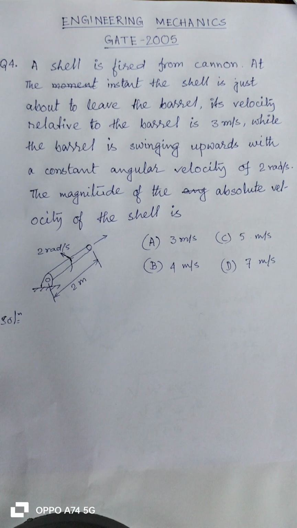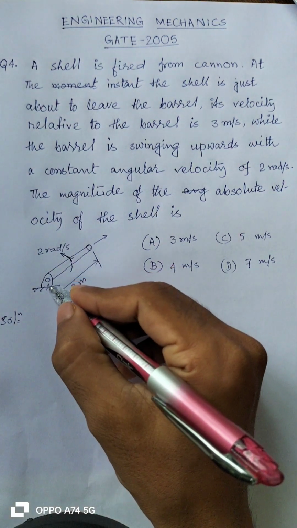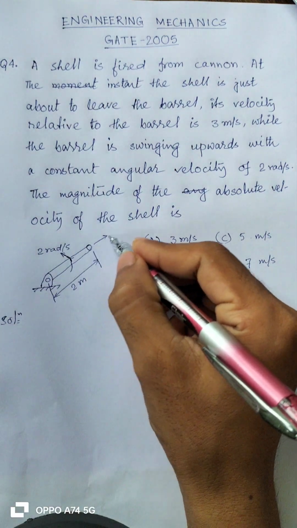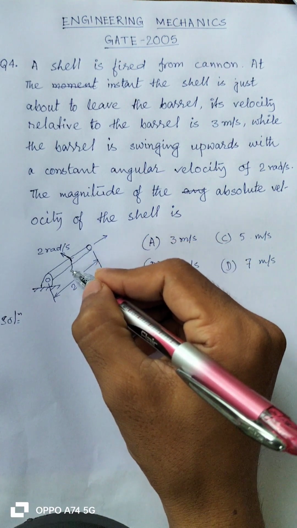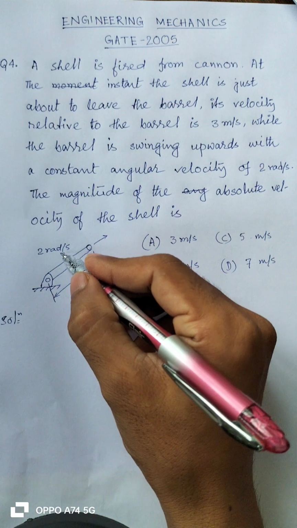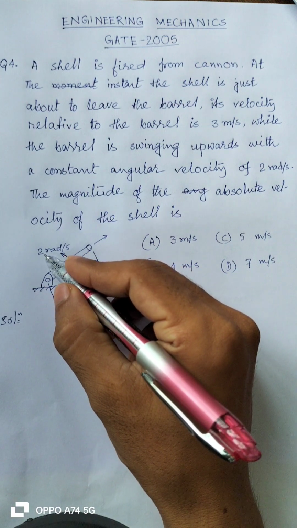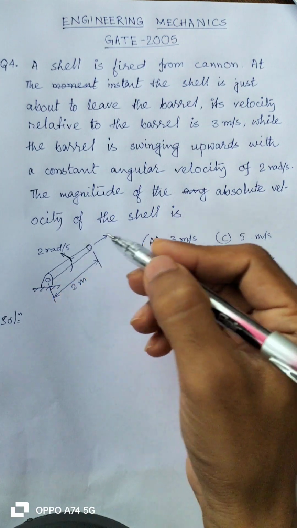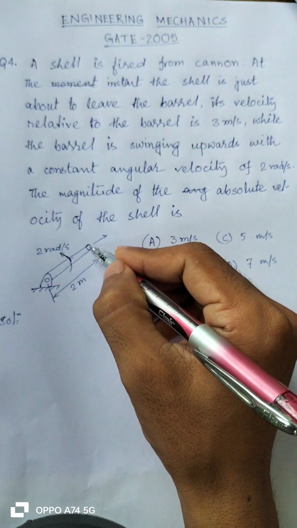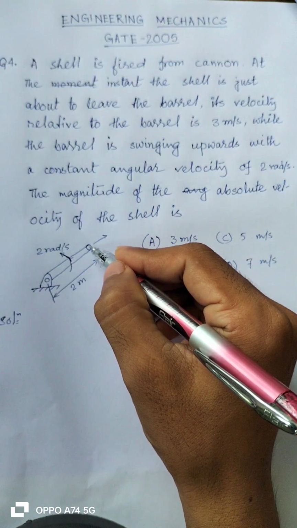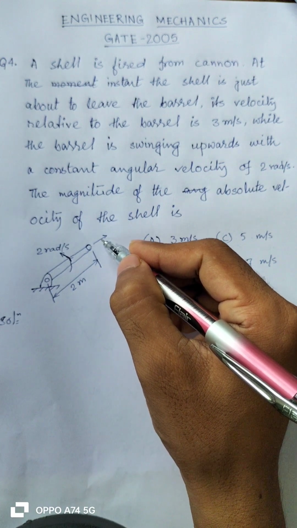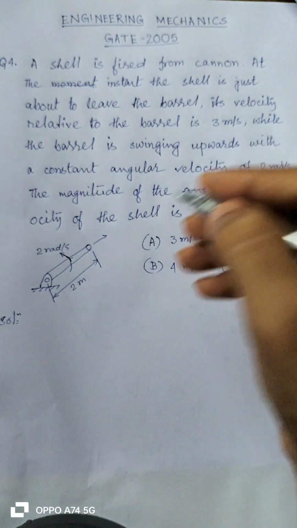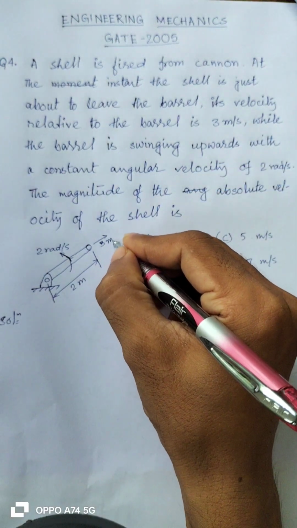This is a numerical question from relative velocity. There is a cannon and a shell is fired from the cannon. This is the barrel of the cannon, which is rotated with a constant angular speed of 2 rad per second. The moment when the shell is about to leave the barrel, it has a linear relative velocity of 3 meter per second.